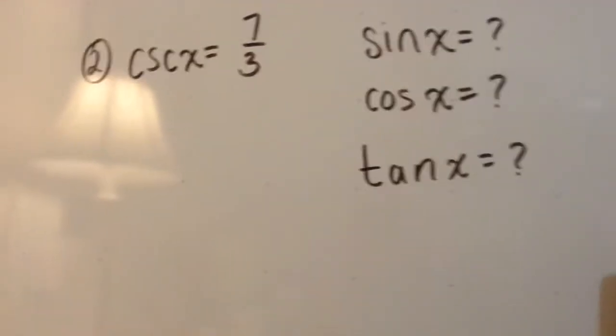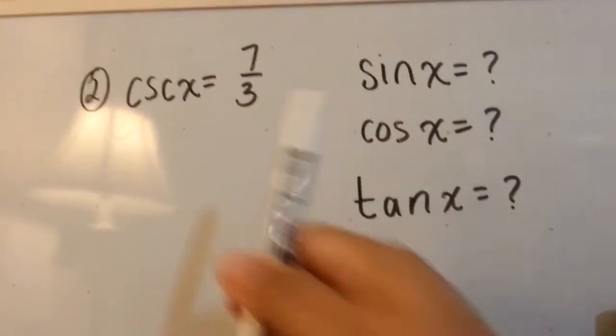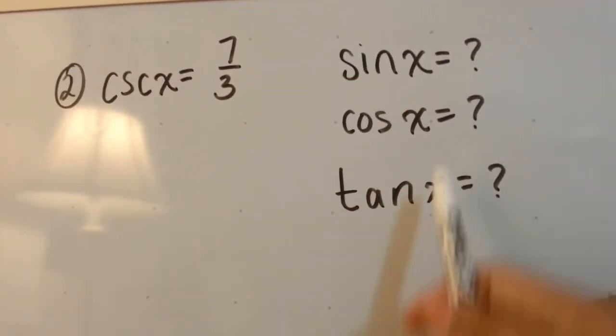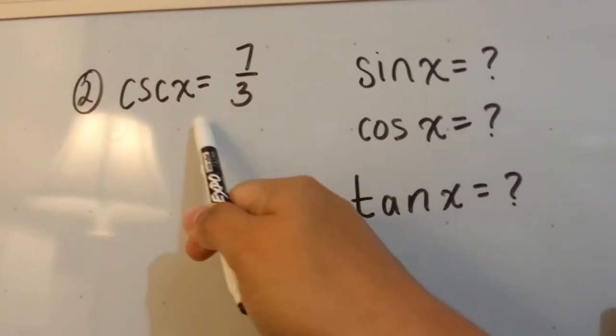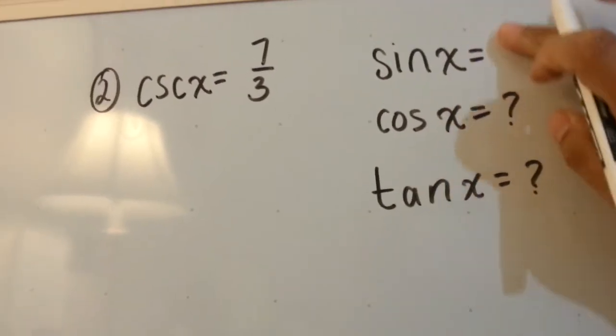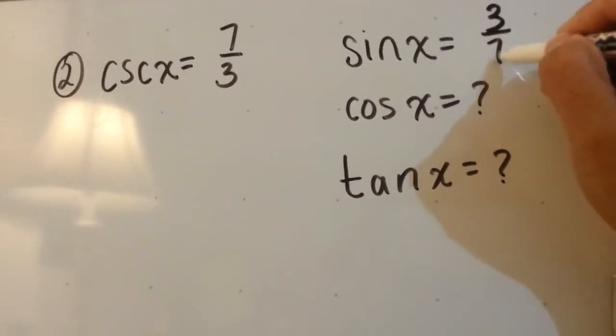Alright, this is question number 2. And they give you the cosecant and they want to find these 3. The first one is easy because it's just going to be the reciprocal of the cosecant. So the sine is going to be 3 over 7.